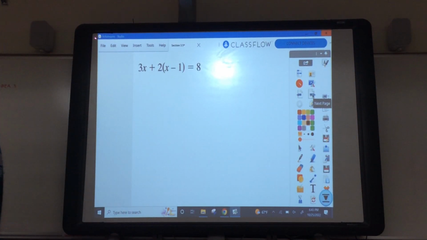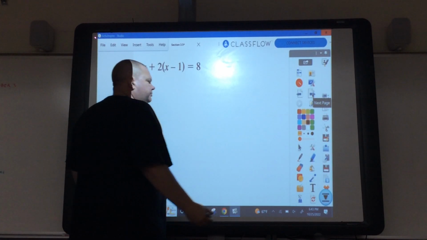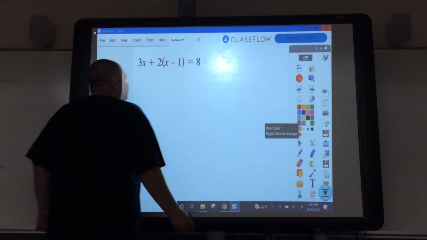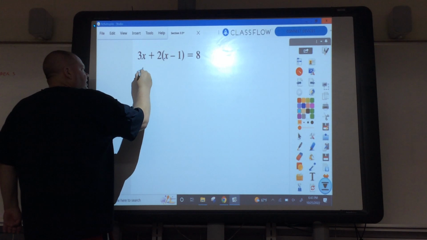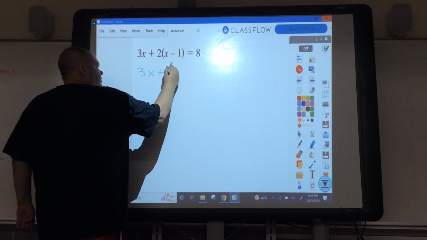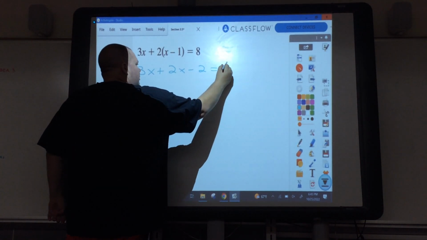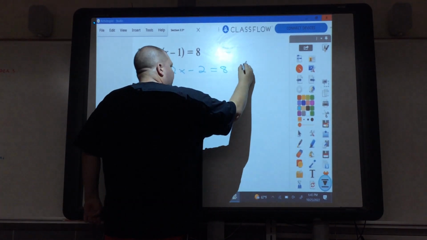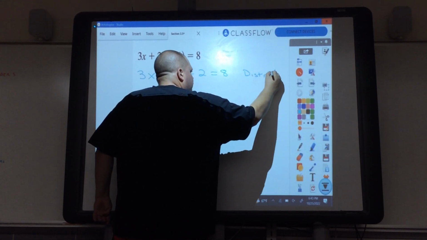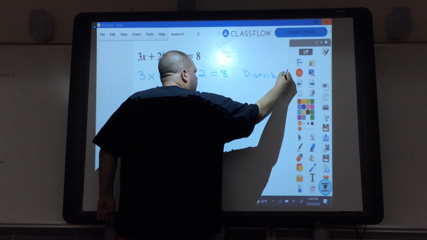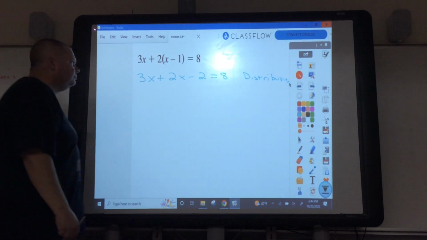Okay, so here's another example. We have 3x plus 2 times the quantity x minus 1 equals 8. What we're going to do first is we always have to take care of parentheses first. So the first thing I need to do is distribute. So I have 3x plus 2x minus 2 equals 8. And that is done by the distributive property. So you write distribution in.